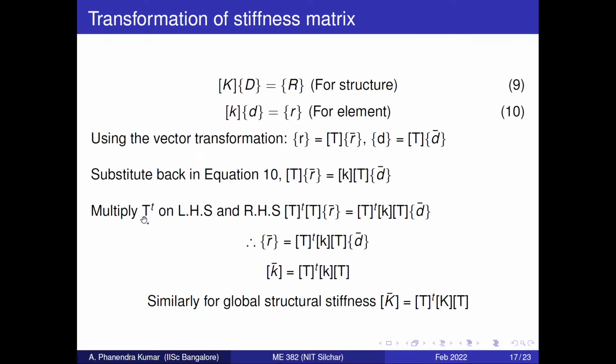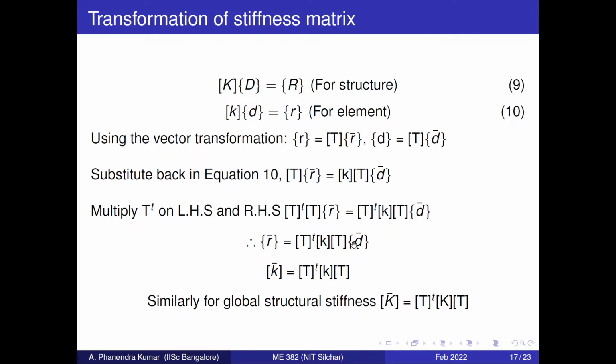Let us multiply T transpose on both sides of this expression. Now we will get T transpose T into r bar equal to T transpose k T times d bar. What is T transpose T? It is the identity matrix. Identity matrix into r bar will give r bar. This is the formulation we will finally obtain: r bar equals T transpose k T into d bar. But what is r bar? R bar is the global force vector, right?